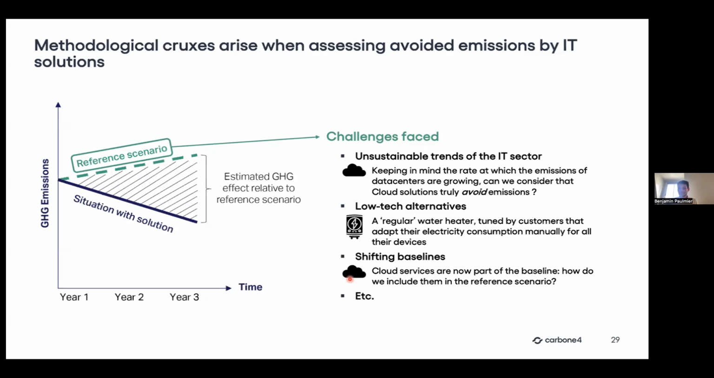And finally, shifting baselines for Nimbus Tech. Once again, cloud services are now everywhere. Every large company has some data stored in the cloud, has some workloads going in the cloud. So it has to be part of the baseline. We have to put it in there somehow. So how do we include them in the reference scenario?